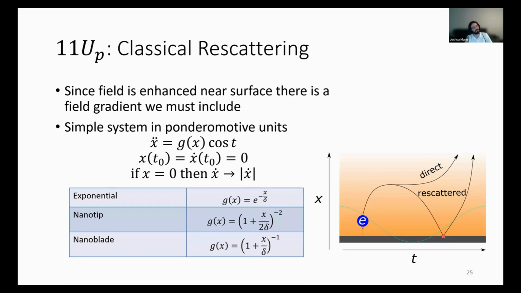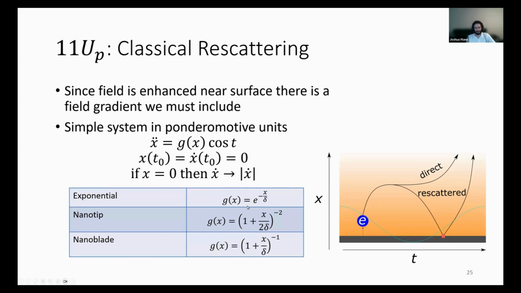A deceptively simple looking differential equation here, where your electron experiences the acceleration due to the dipole laser field with some spatially dependent function g, and that is sort of the field profile induced by your nanostructure. Our initial conditions are that the electron tunnels into vacuum at some t naught, and we just assume that it has 0 velocity at t naught. And we also have the rescattering condition. If the electron is at the surface, then it will reflect.